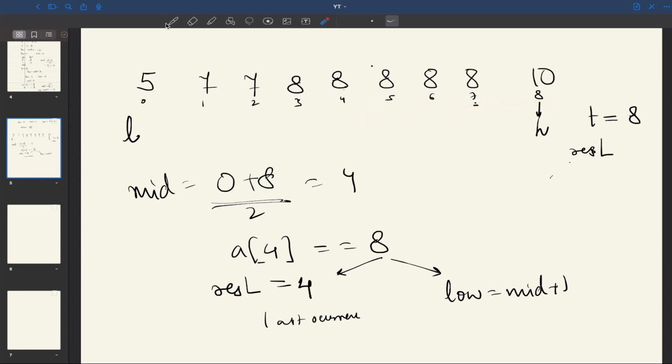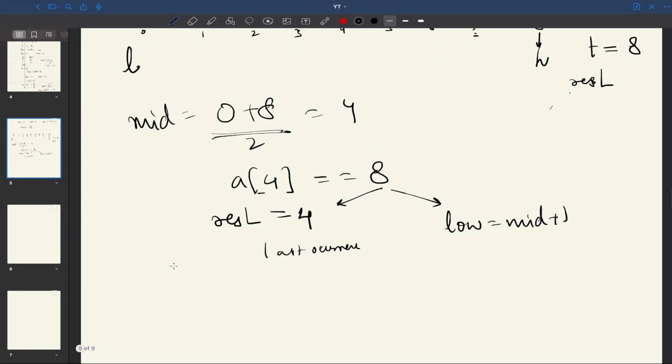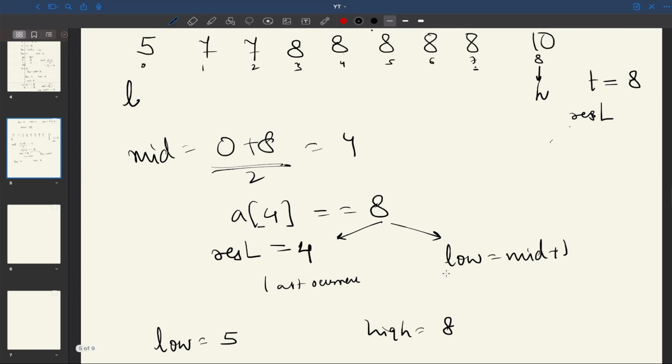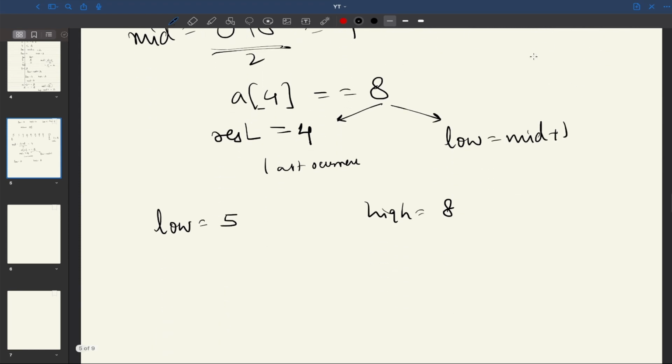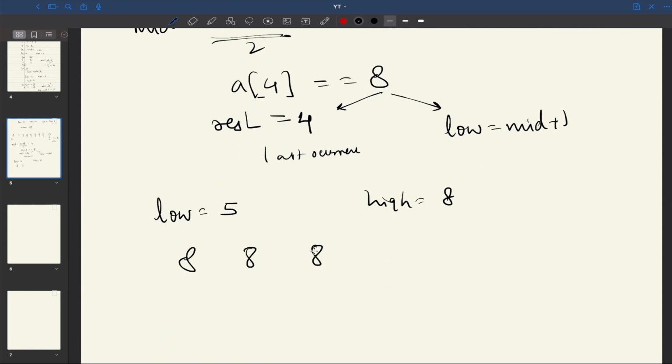Okay, so that's exactly what we did. Because of this, now your low value is going to become what? Mid plus 1 becomes 5. Your high value is pointing to index number 8. Let's write this part of our array down, where you have three 8s followed by 10. So 5, 6, 7, 8. This is your low, this is your high.